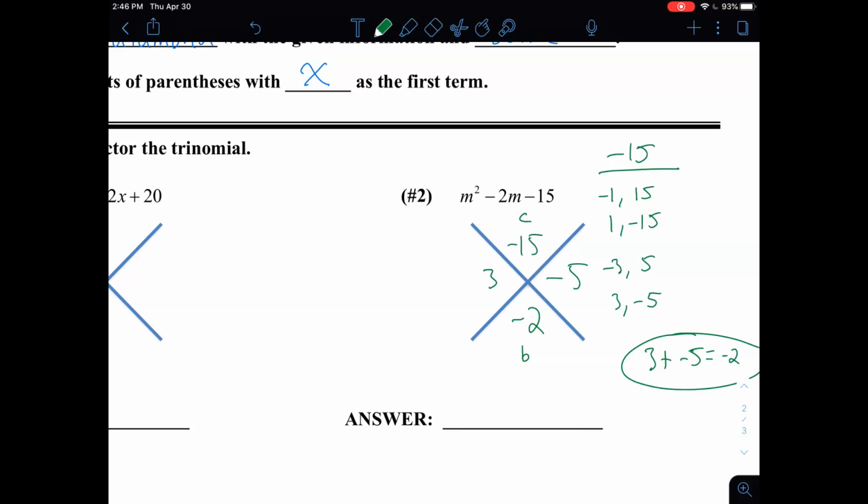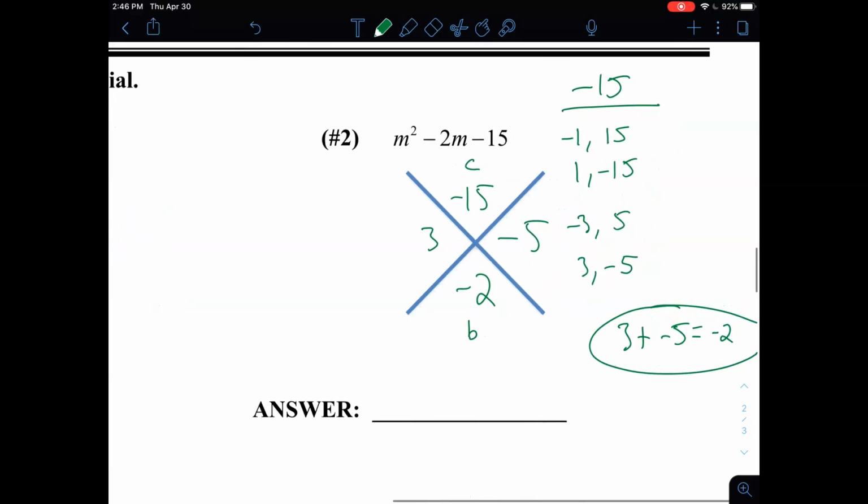Okay, so we need factors of C that are going to add to B. So we need the numbers in these pairs right here that are going to multiply to the top and add to the bottom. We can see that's going to work. And when we're done, this is a very common thing. Now listen to me very carefully here. People just put 3 and negative 5. They think that's the answer. That is not the answer, okay? It's like part of the answer. The answer is not just 3 and negative 5.